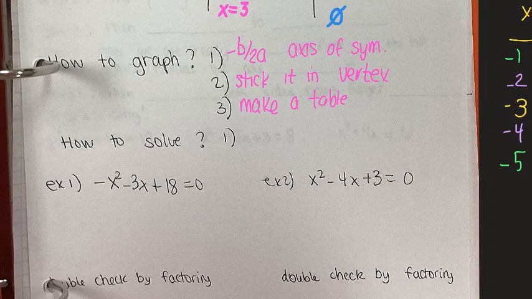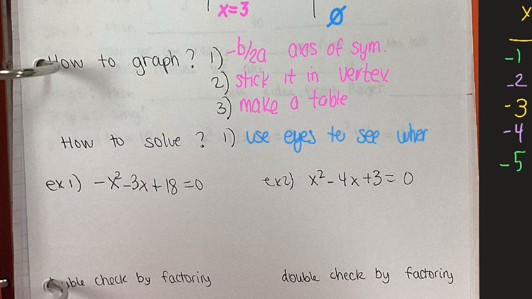Okay, and then how do I solve? So I've graphed it. I've done -b over 2a to get my axis of symmetry. I stuck it back in to get my vertex. I made my table, making 5 dots, picking the right numbers. And all of this is so that I can use my eyes to see where it crosses. Oh, I know what we should do. We should go back up to the top.